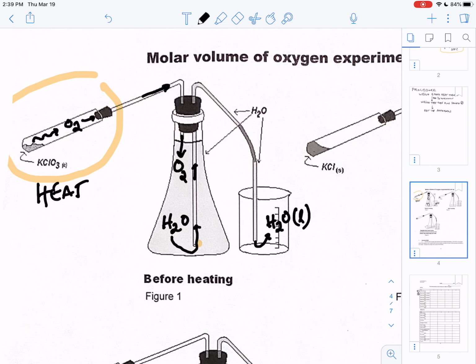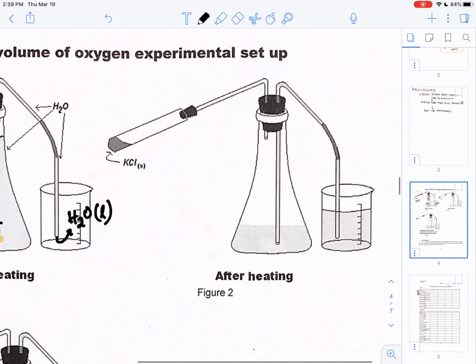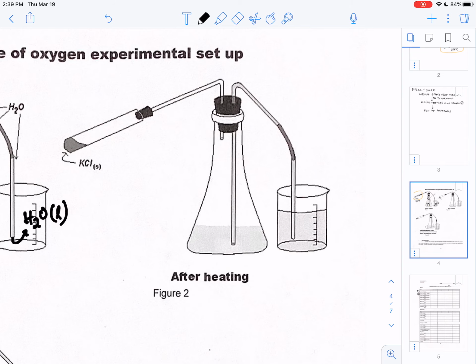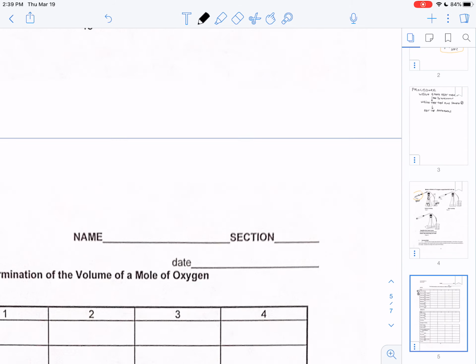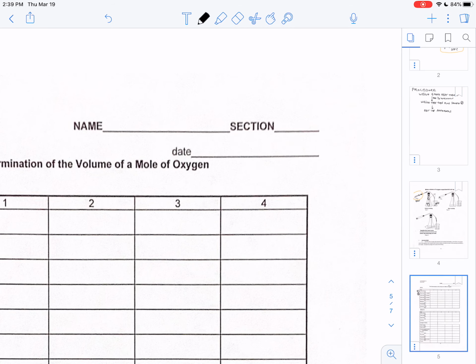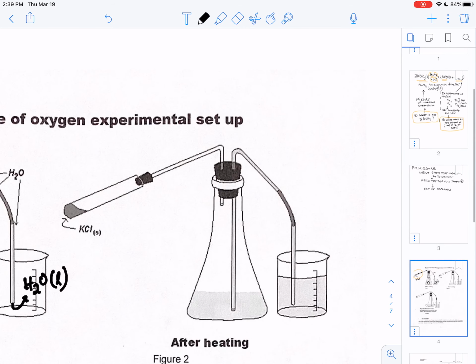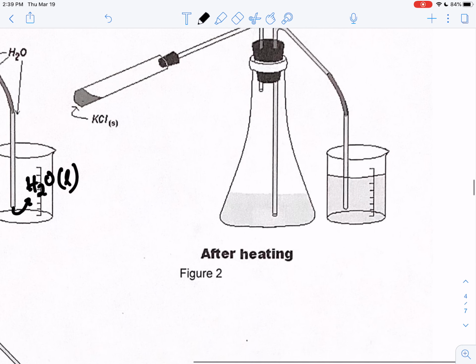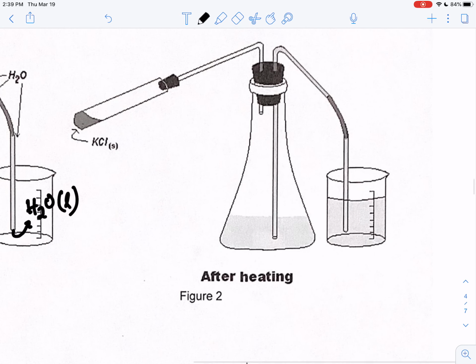All right? At the end of this process, we will have displaced, as you can see, a bunch of water. So we have this displaced water here.